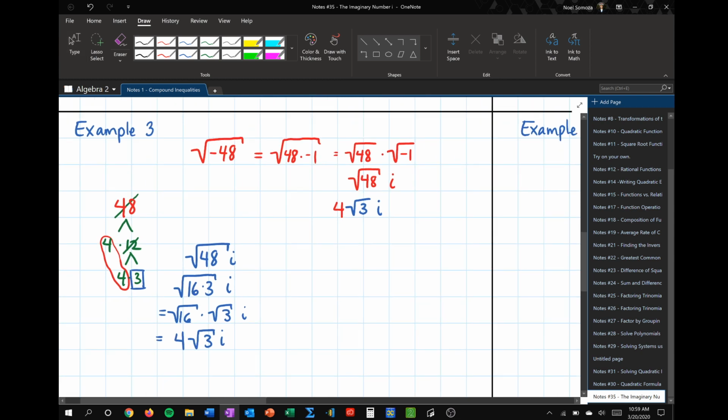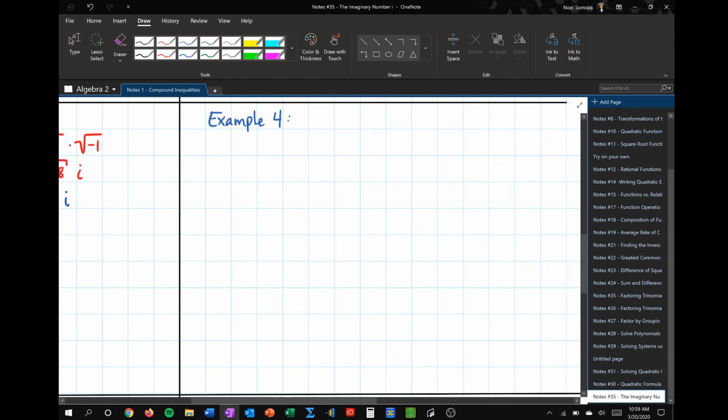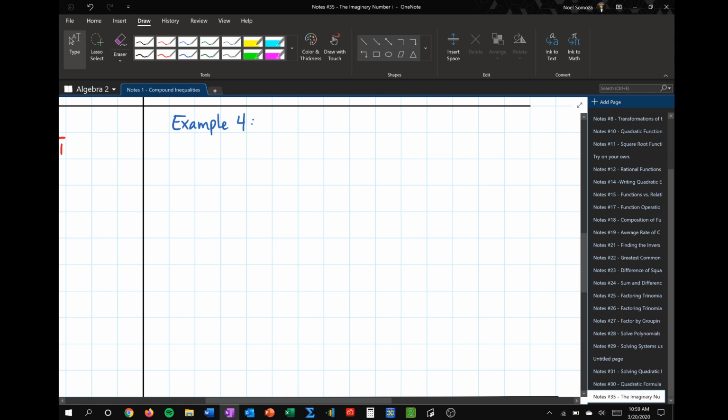All right, let's move to example 4. Now, example 4, this is where we start to utilize what we know. We start to then combine it with something else. So far it's just been a simplification process. Now, what do we do if we have to take a product of 2 imaginary numbers? How does it work?